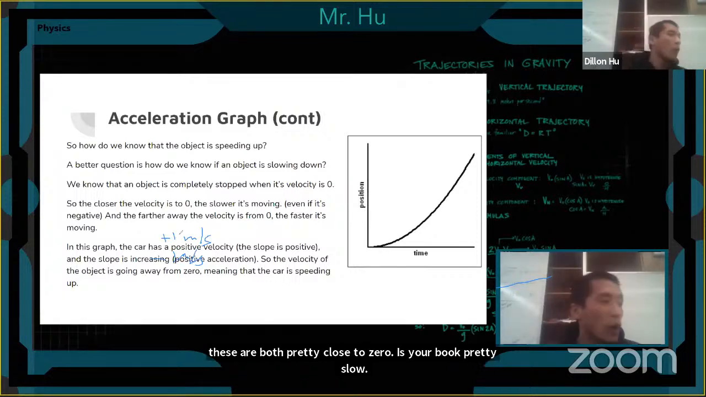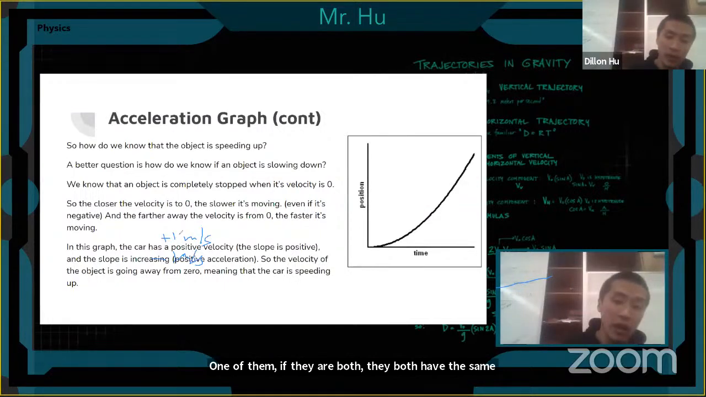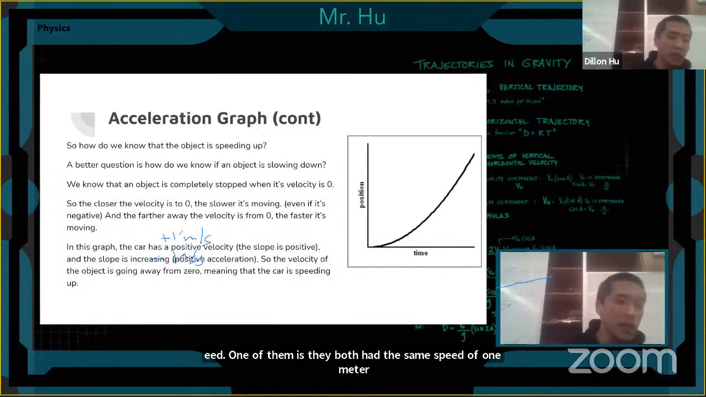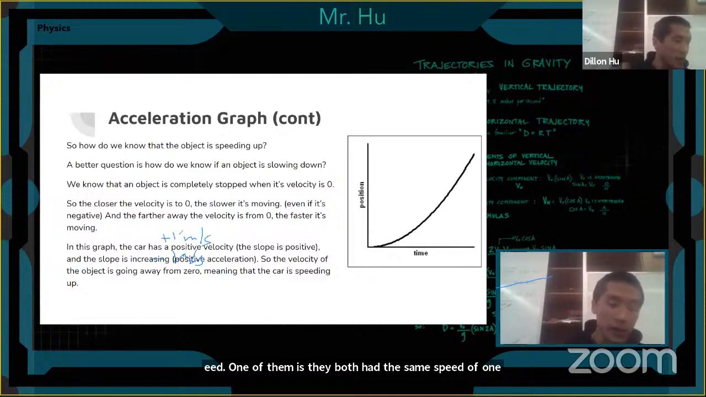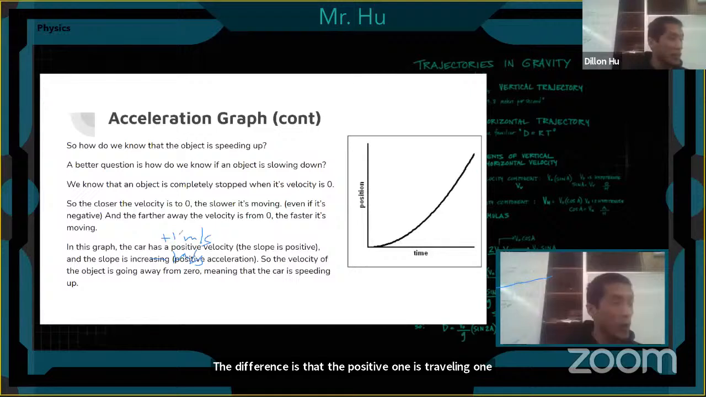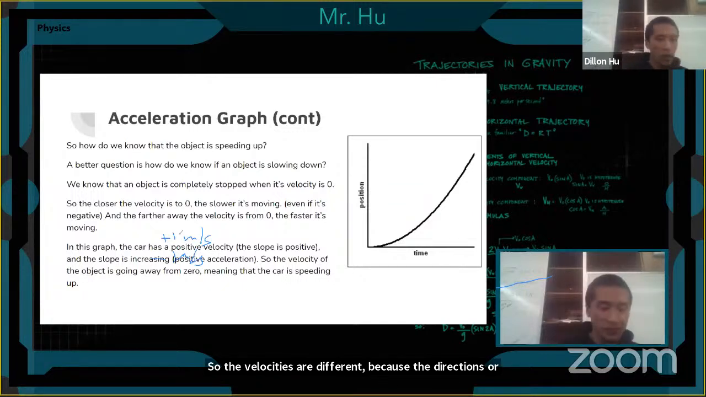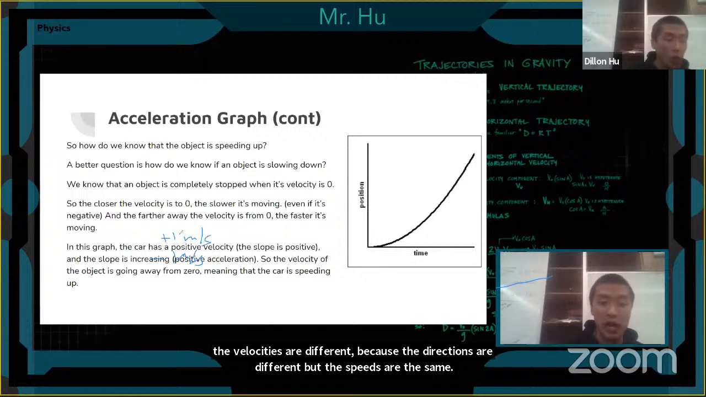They both have the same speed of 1 meter per second. They are both covering 1 meter every 1 second. The difference is that the positive one is traveling 1 meter per second in the positive direction, and the negative one is traveling in the negative direction. So the velocities are different because the directions are different, but the speeds are the same. And they are both pretty slow. 1 meter per second is not very fast.